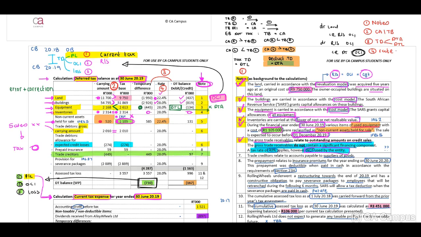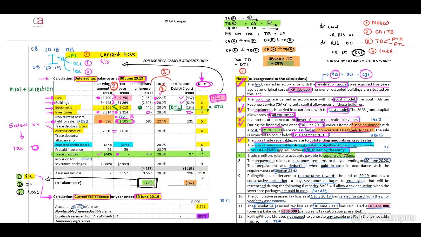I'm going to make use of the screen, guys. You look at this. Number 7 in the notes, trade creditors relate to accounts payable to suppliers of goods. Okay, now when you look at the trade creditors, the first thing I have identified here is carrying amount, fine, but what about the tax base? Is this right? When you look at your principles, the tax base of a liability is the carrying amount minus the amounts that will be deductible in future.